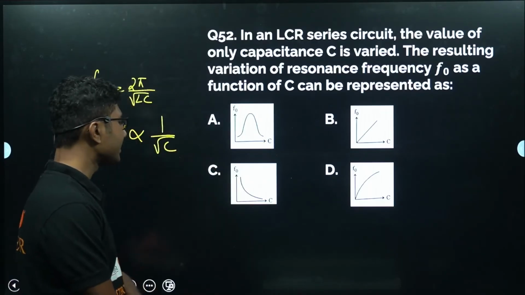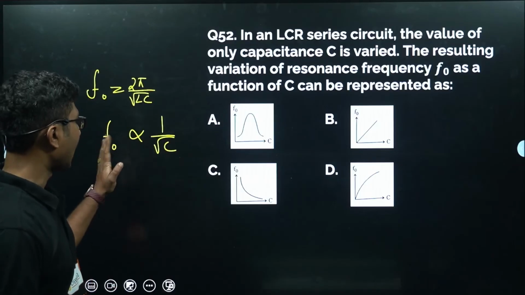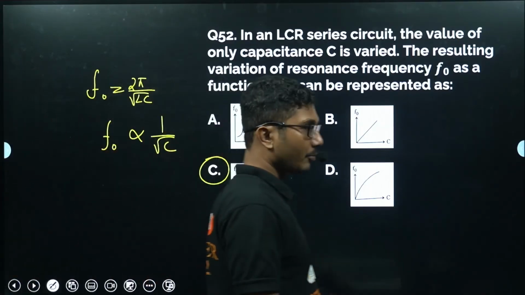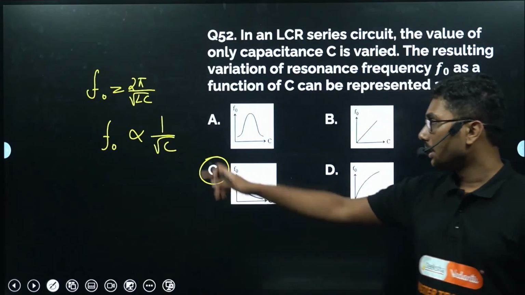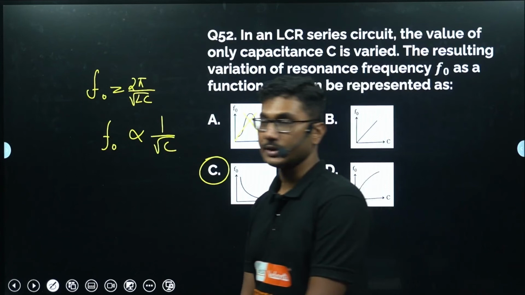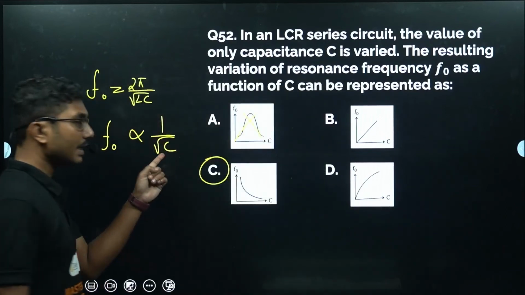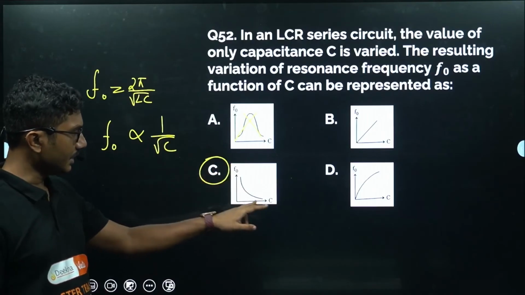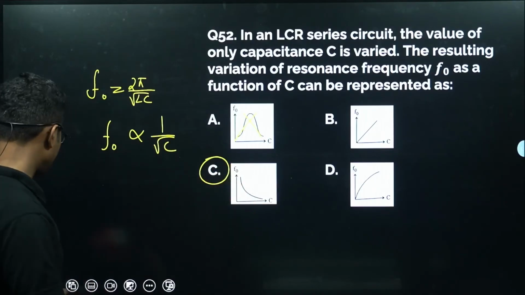So resonance frequency is decreasing with capacitance C. The correct option is this. This is the only possible option. This other one is not the correct option, though many students have chosen it, because resonance frequency is decreasing as you increase the capacitance.